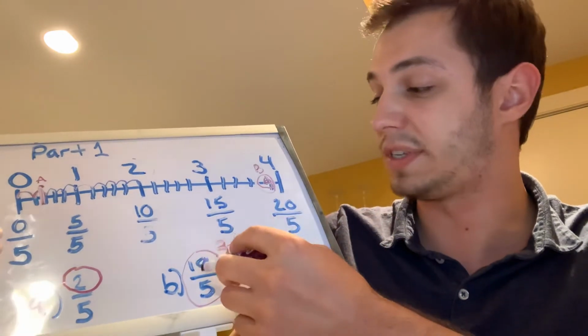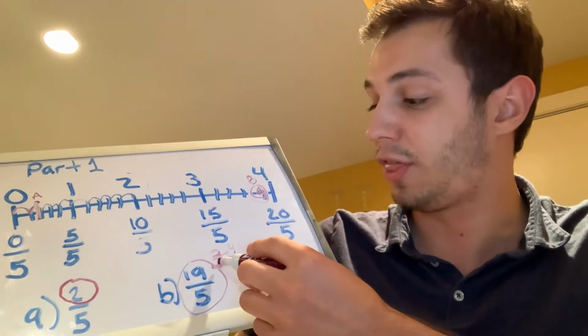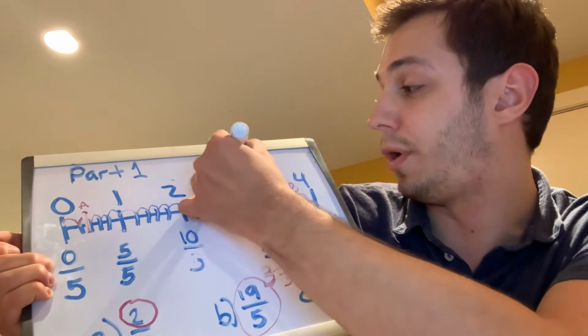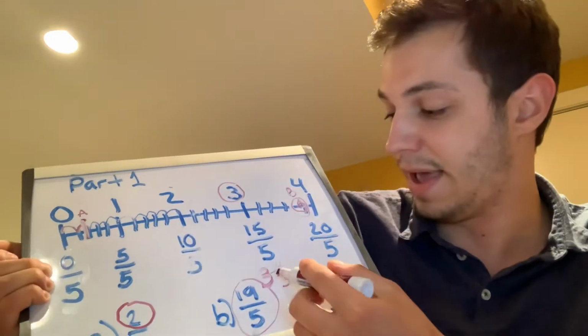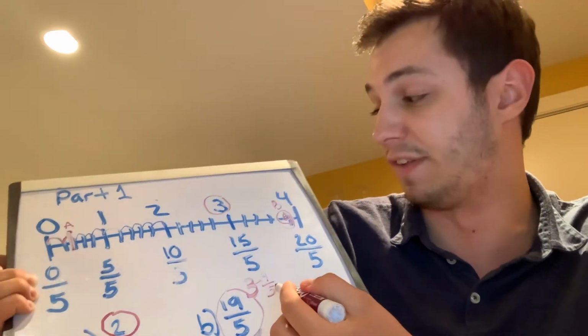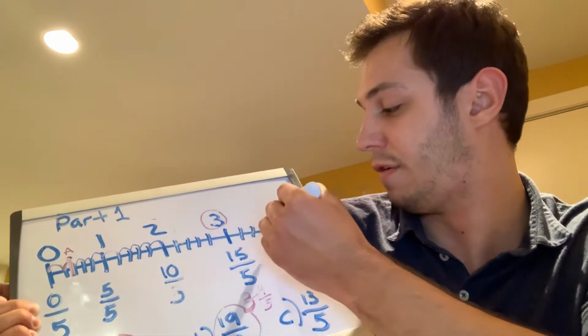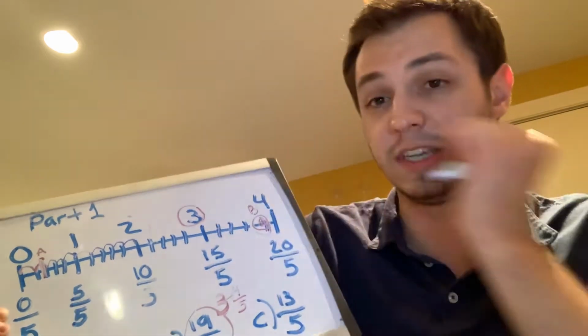Right? So instead of counting 19, 3 is going to represent my whole number. If I look at the top, the whole number 3 is right here. And then I just have to count 4 fifths. Right? So 1, 2, 3, 4. And we get to the same spot.